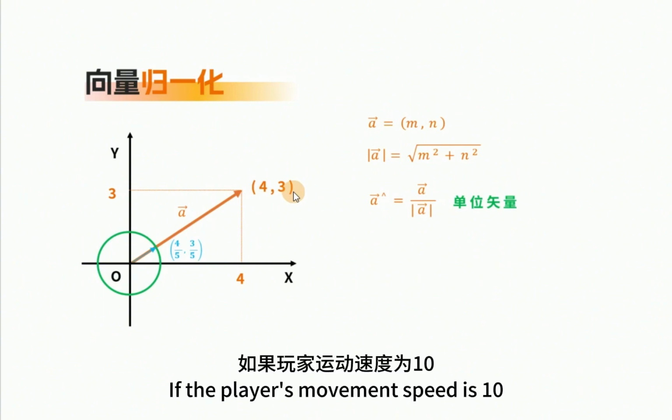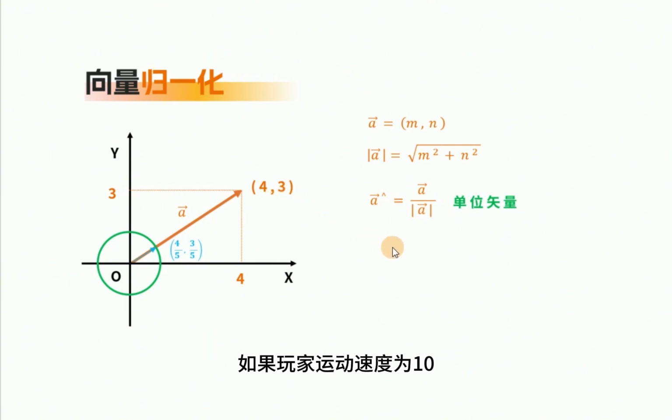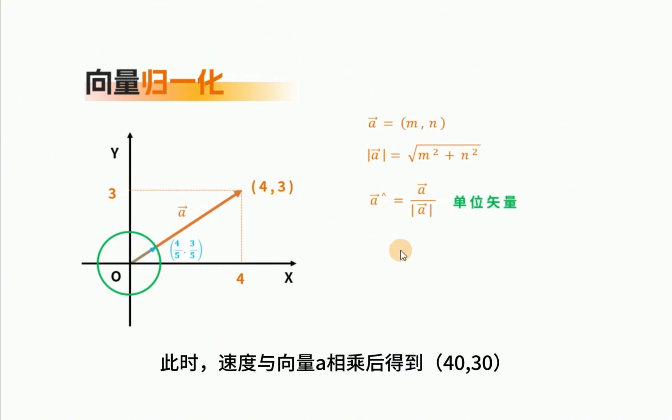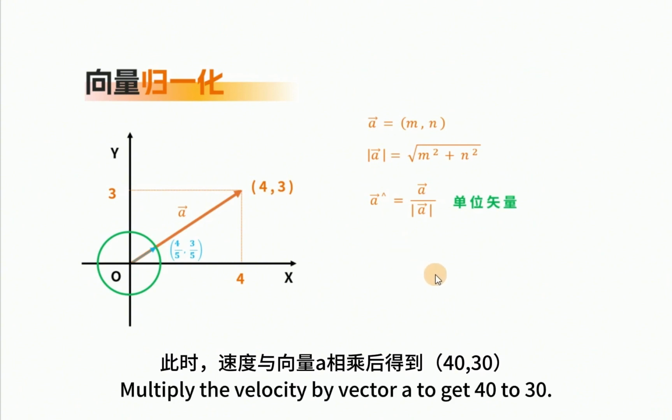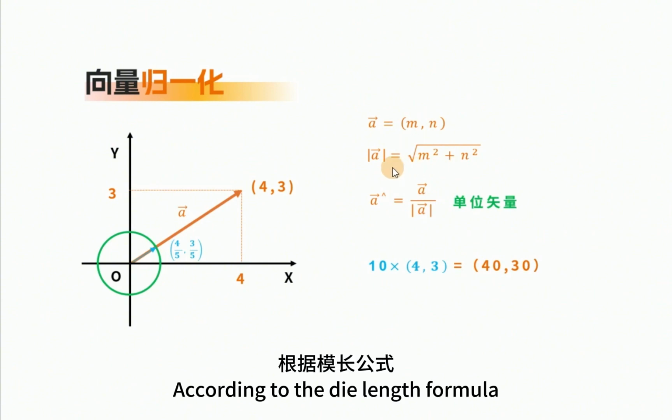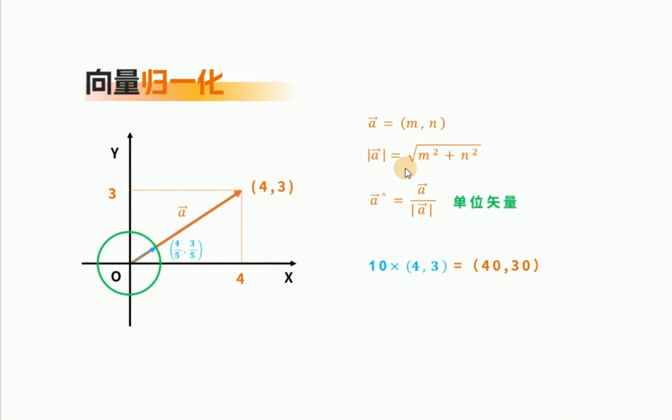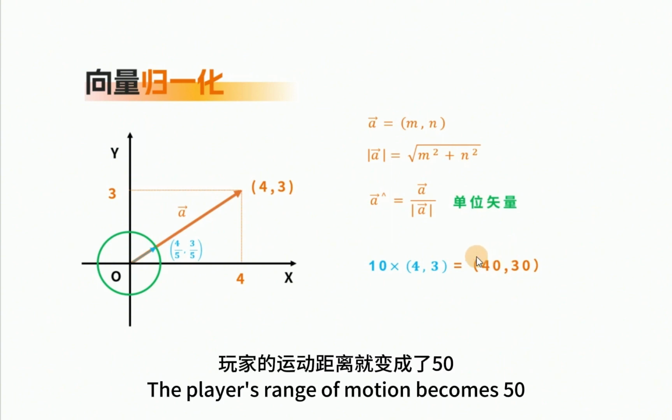If the player's movement speed is 10, at this moment, multiplying the speed by vector A gives (40, 30). According to the modulus formula, per unit time, the player's range of motion becomes 50.